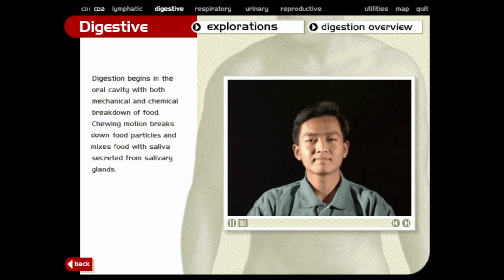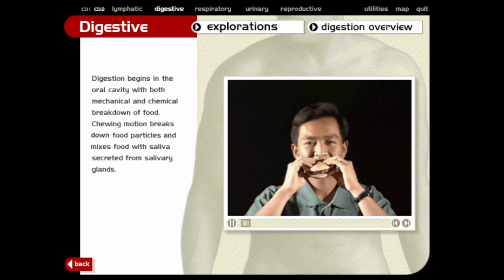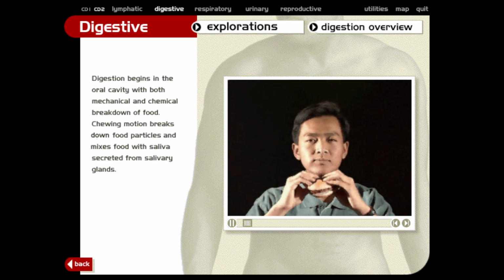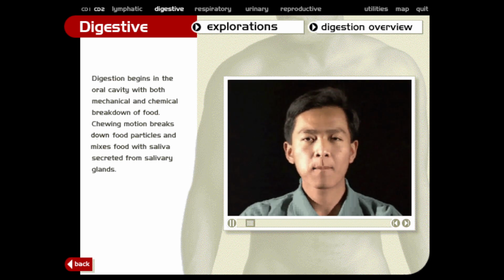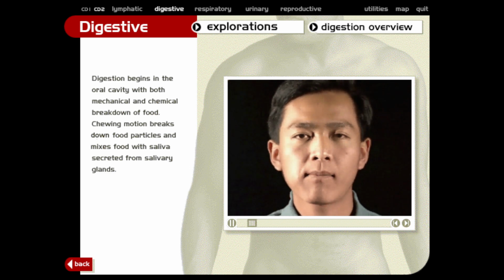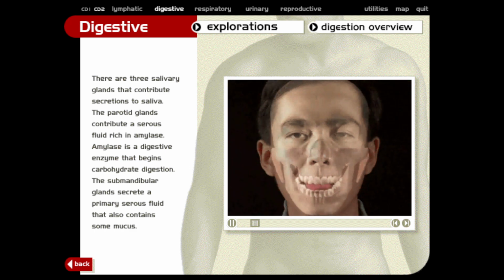Digestion begins in the oral cavity with both mechanical and chemical breakdown of food. Chewing motion breaks down food particles and mixes food with saliva secreted from salivary glands. There are 3 salivary glands that contribute secretions to saliva.